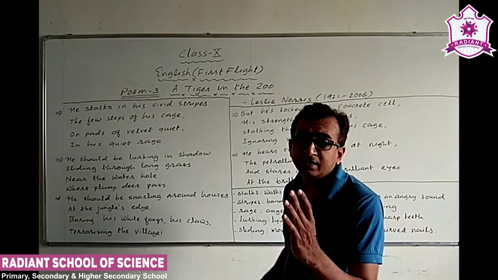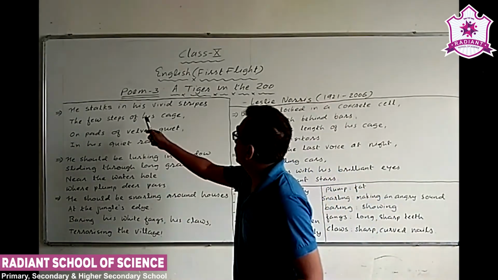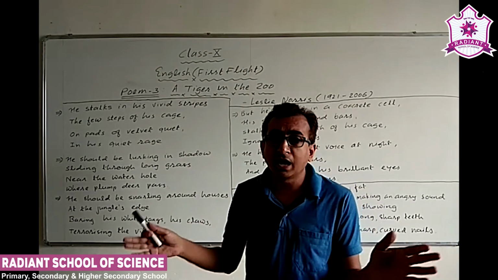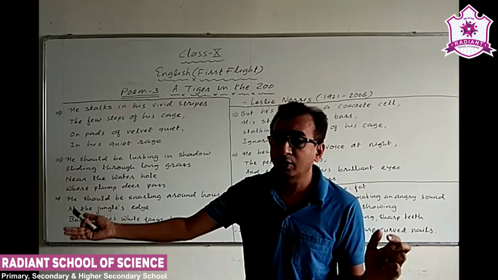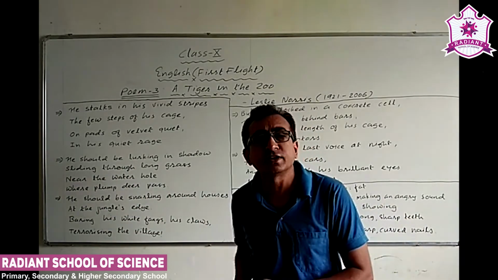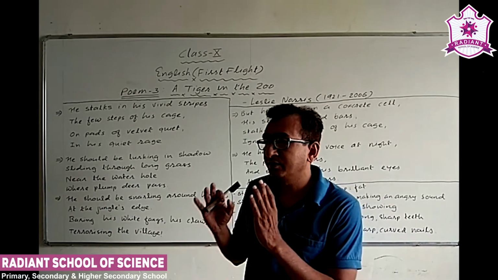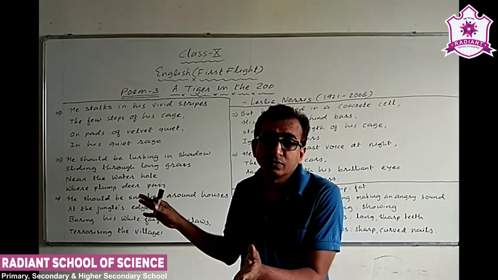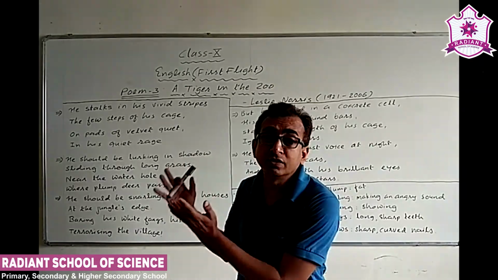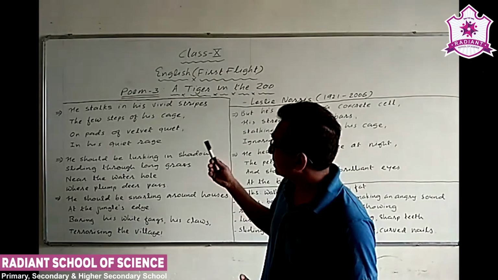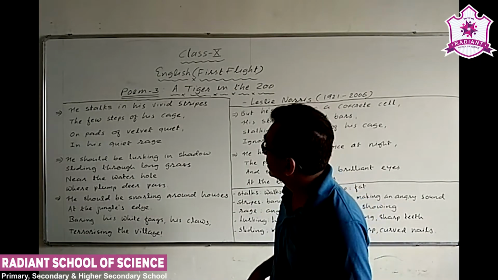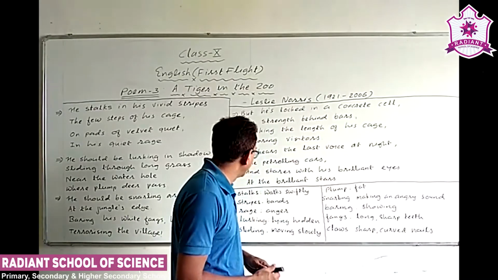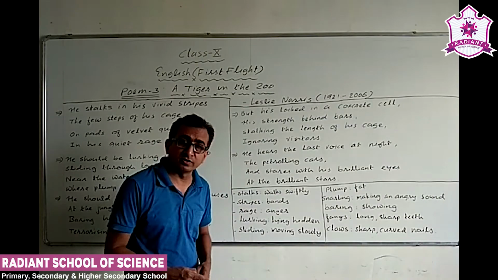When he is confined in the cage, he stalks in his vivid stripes. Even from the outer looks, even from a distance, we can understand that the tiger has a particular pattern of stripes on his skin, which is visible even from a very far distance. At the end of this poem, I will explain the meanings of certain words.